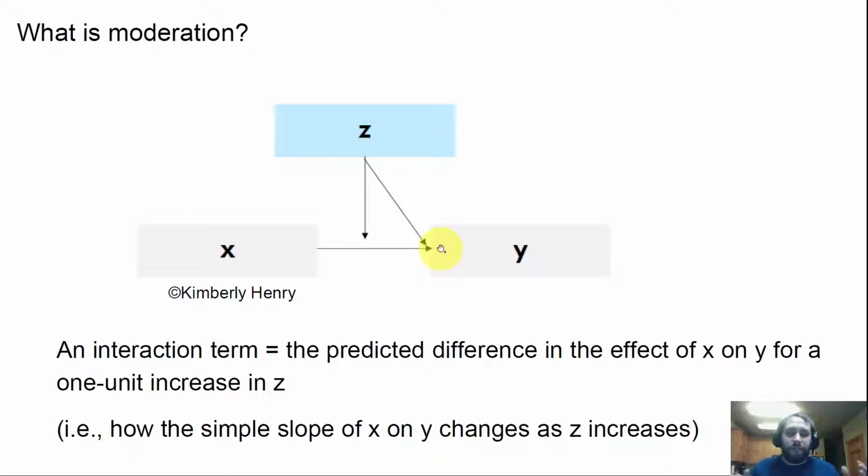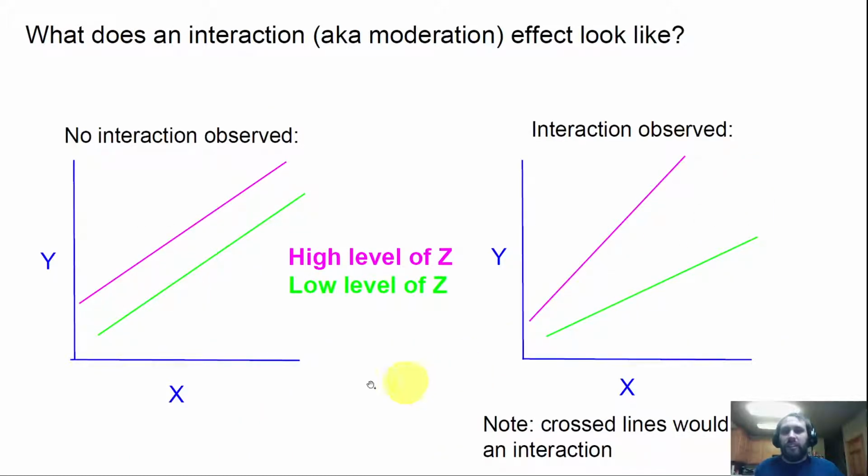So there's this third variable that's playing a role, and what it's saying essentially is that as z increases, the slope of x changes. So the slope isn't exactly the same. The only way that you can determine the slope of x is if you know something about where z is. So we can also visualize our interactions as well.